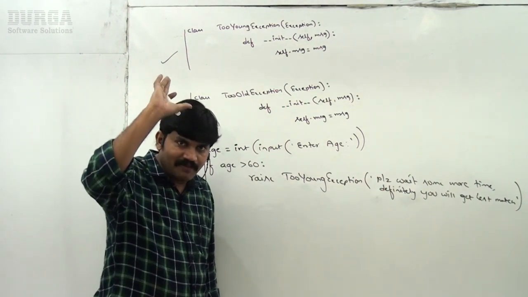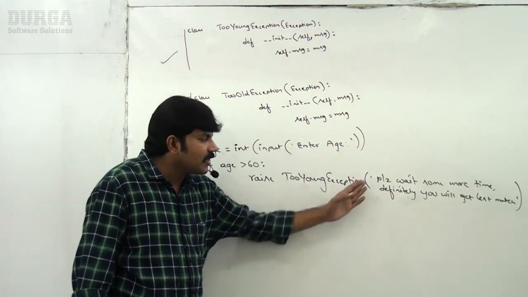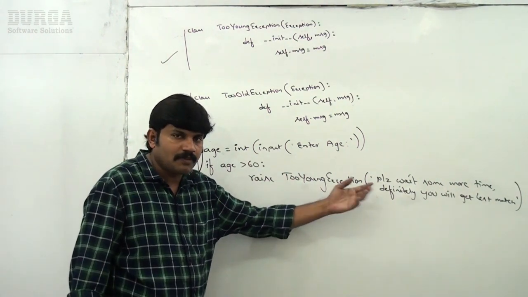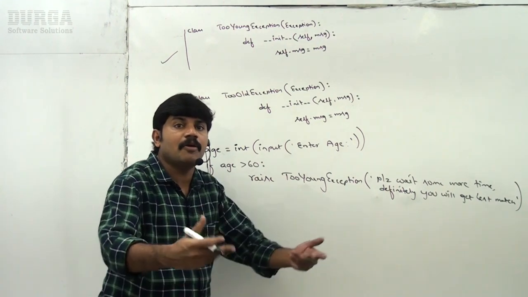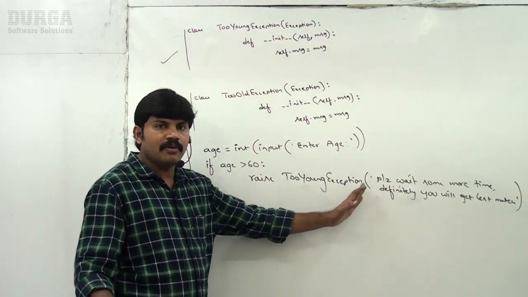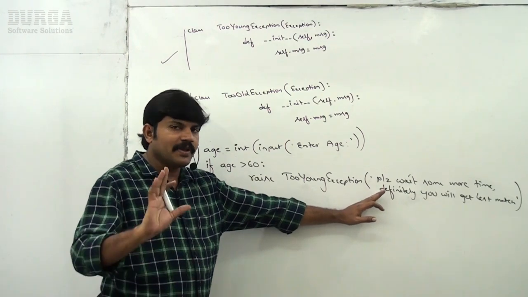So maybe somewhere in Swargam or Narkam, because after a few more years, this person will definitely be gone. A 99-year-old person, how many more days will there be? Very rare. So definitely wait some time, you will get the best match.